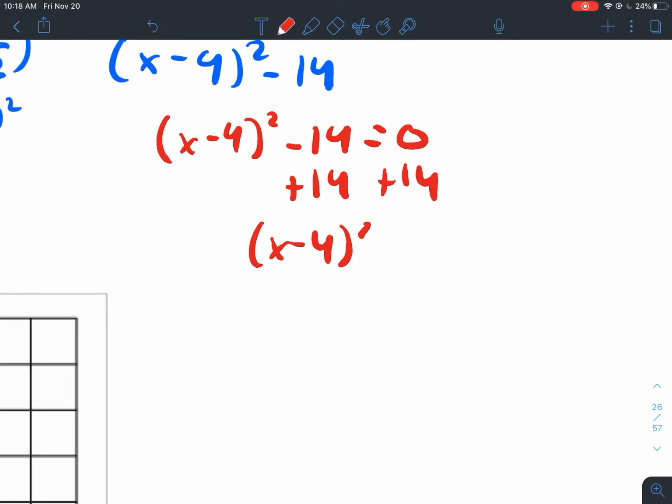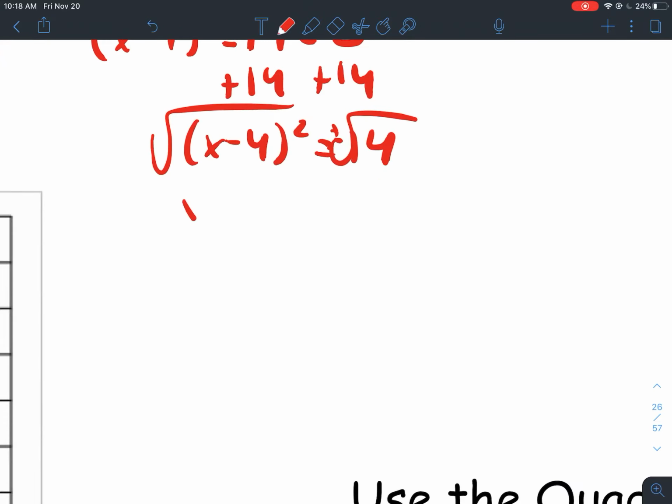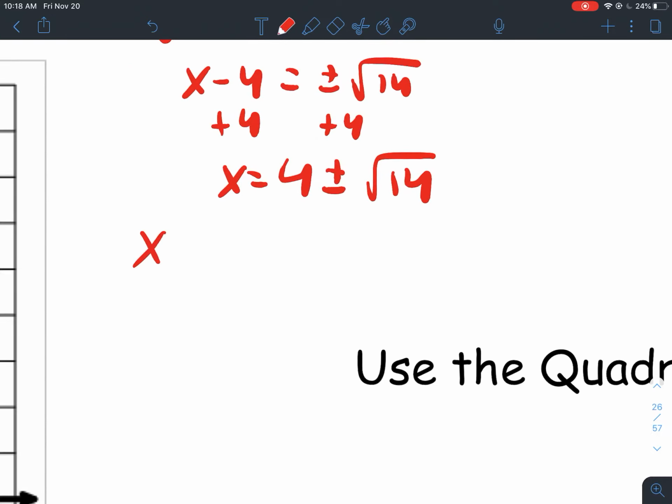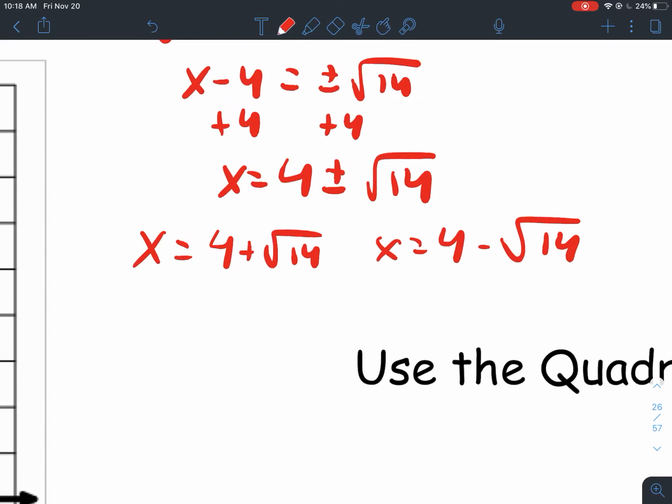So you get x minus 4 squared equals 14. You take the square root of both sides, add plus minus. So you end up with x minus 4 equals plus minus root 14. And root 14, you actually cannot simplify. The only factors are 2 and 7, and there are no perfect squares that go into it, so it's just going to stay as root 14. You add 4, and you get x equals 4 plus minus root 14. So your solutions here would be x equals 4 plus root 14, x equals 4 minus root 14.